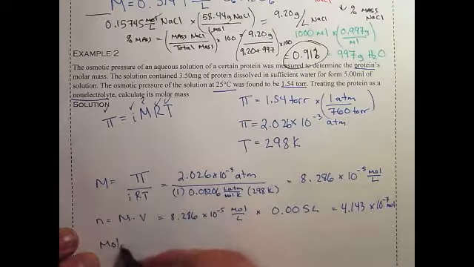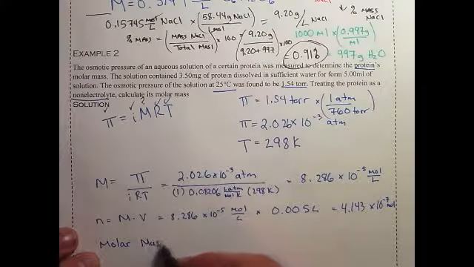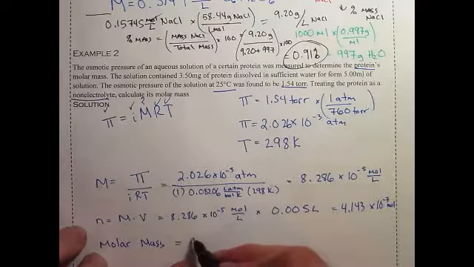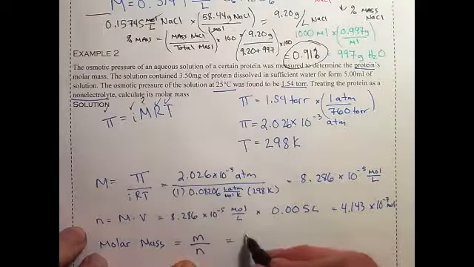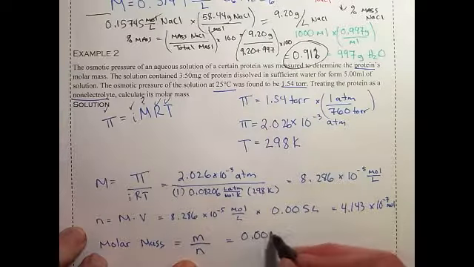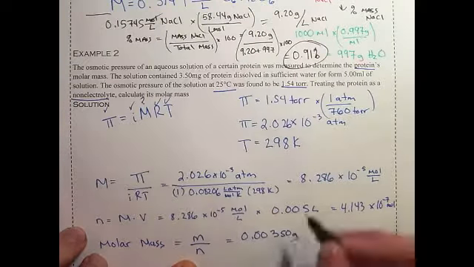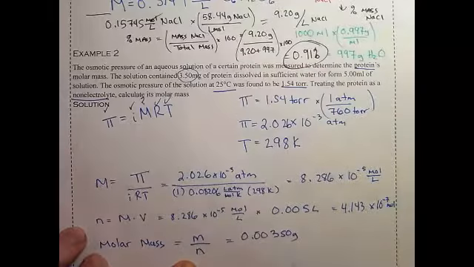Finally, I know that molar mass is equal to the mass of whatever you're dealing with divided by the number of moles. So I know I have 0.00350 grams, and that's just from up here in the question. And now I have the number of moles.